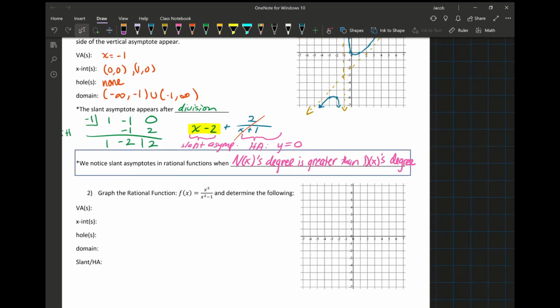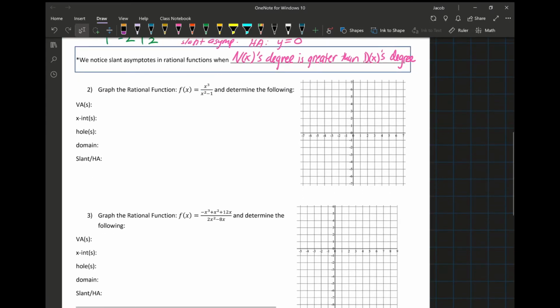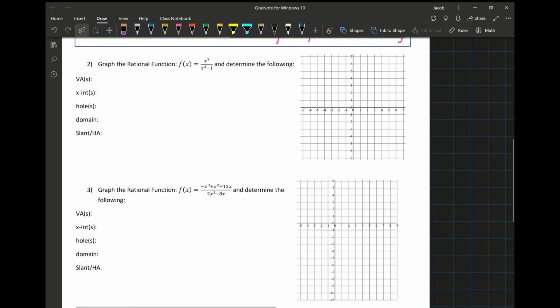Now, what I'm going to do in 2 is figure out all these characteristics and then divide and see if you got the same answer as me, and then we'll rejoin for number 3.